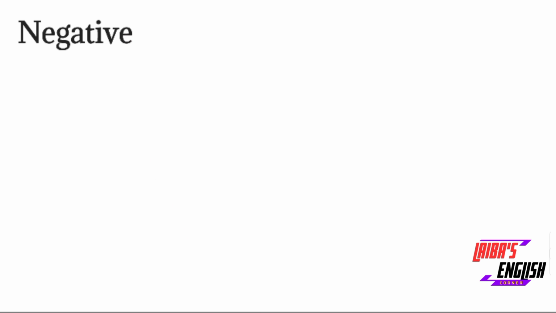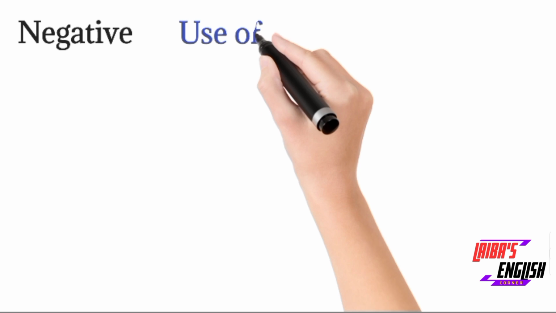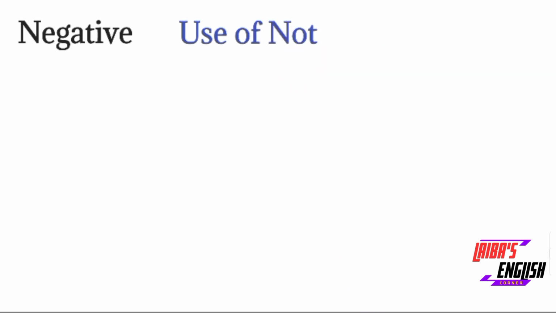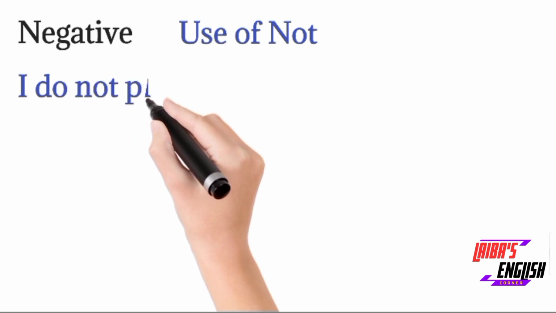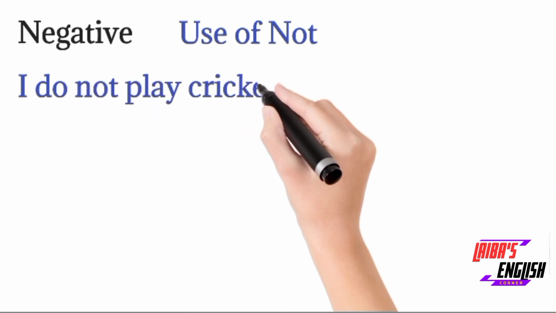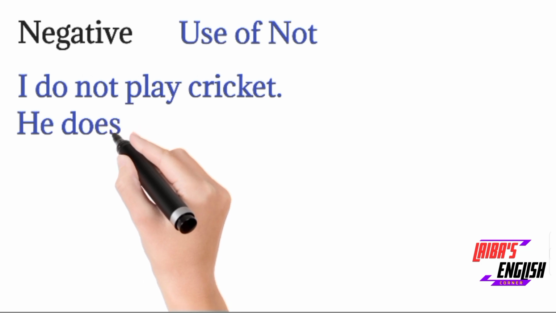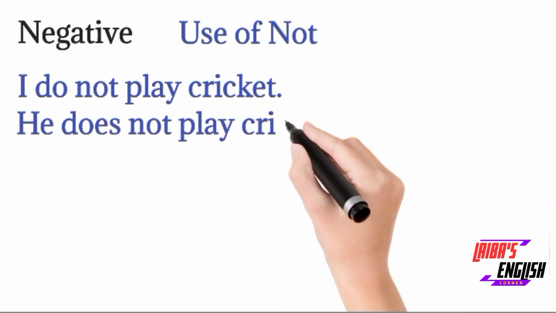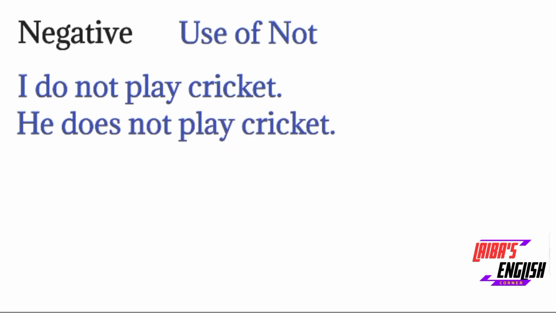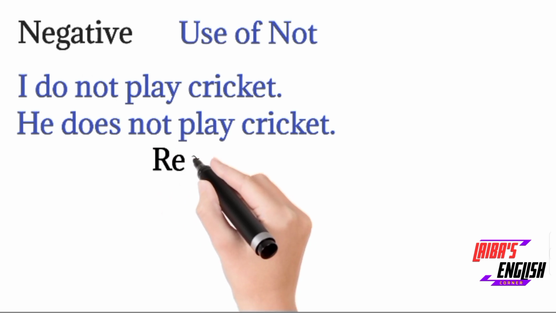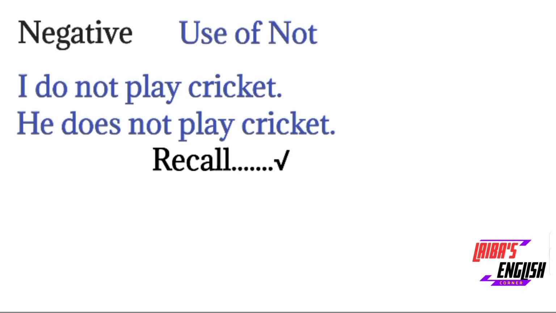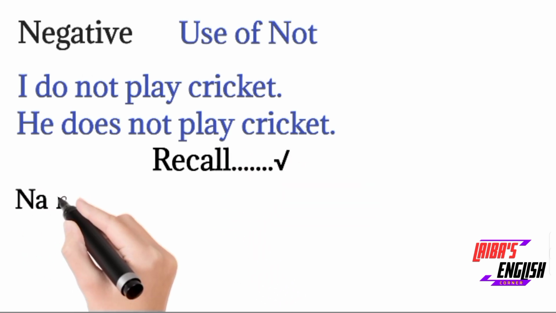Now we will discuss some negative sentences of simple present tense. What is negative? Negative is basically when we use not in the sentence, and not is always used after the helping verbs. So what are the helping verbs I have not mentioned before? Let's look at the examples below. I do not play cricket. He does not play cricket. In these two examples, we are using not, but not is used after do and does. So the helping verb is do and does.